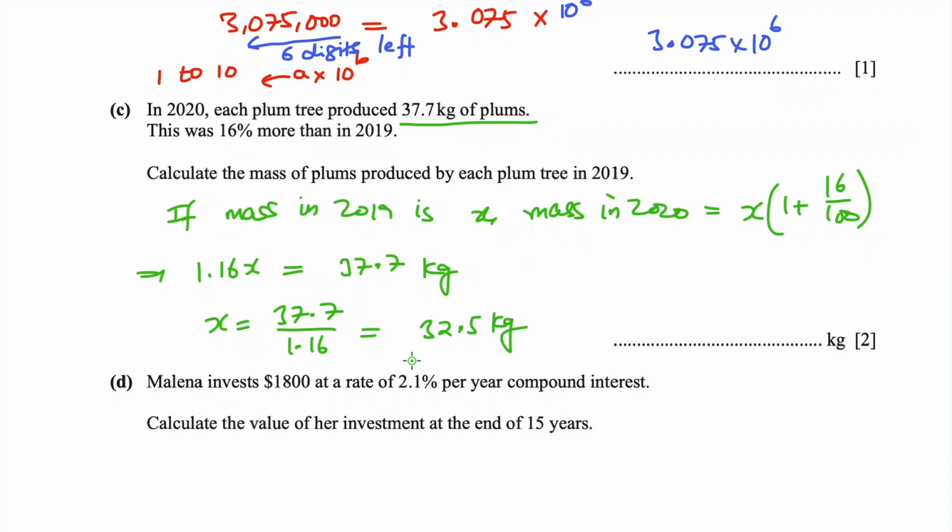Again, straightforward question. They have given one value. You need to express it in terms of the other value and then calculate the other value directly. And so what is the mass of plums produced by each plum tree in 2019? It is 32.5 kg. Okay.